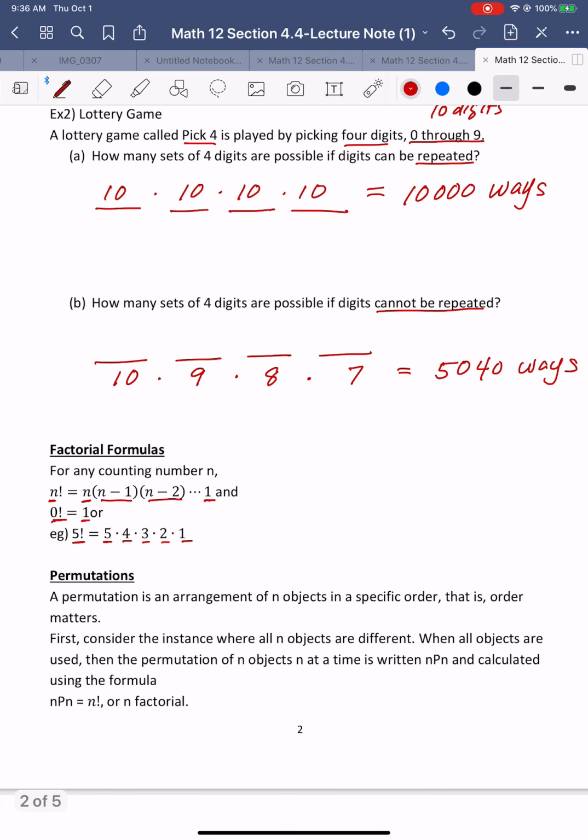Okay, so where do we use the factorial? When we do permutations and combinations. A permutation is an arrangement of n objects in a specific order, so order matters in this case. First, consider the instance where all n objects are different. When all objects are used, the permutation of the n objects n at a time is written nPn and is calculated using the formula nPn equals n factorial.